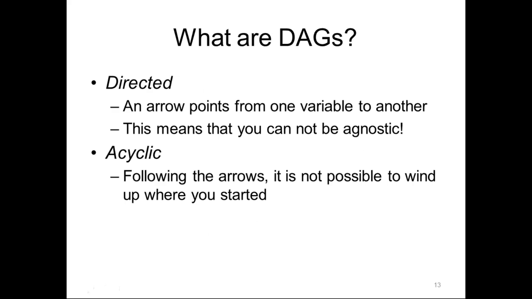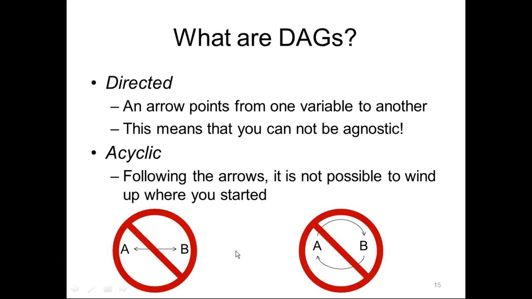So to circle back, if you think about directed acyclic graphs, they're directed, which means that the arrow points from one variable to the other. There are no double-headed arrows here. This means you can't be agnostic. You can't say, well, maybe this one affects that one, or maybe it's vice versa. You have to make a decision about which direction you think causality goes. And they're acyclic, which means that following the arrows, it's not possible to wind up where you start. People sometimes use diagrams like this. This one has a bidirectional arrow. This one has a feedback loop. Neither of those are actually DAGs. They might be useful diagrams, but they're not directed acyclic graphs.